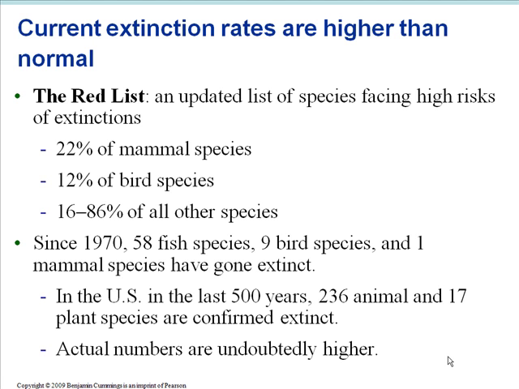Since 1970, 58 fish species, 9 bird species, and 1 mammal species have gone extinct. In the U.S., in the last 500 years, 236 animal species and 17 plant species are confirmed extinct, although certainly the real number is undoubtedly higher.